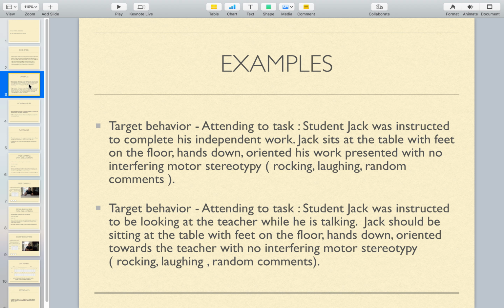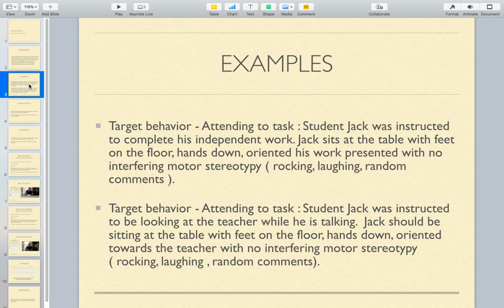So the target examples. The target behavior is attending to tasks. Student Jack was instructed to complete his independent work. Jack sits at the table with feet on the floor, hands down, oriented towards his work, presented with no interfering motor stereotypy, rocking, laughing, or random comments.